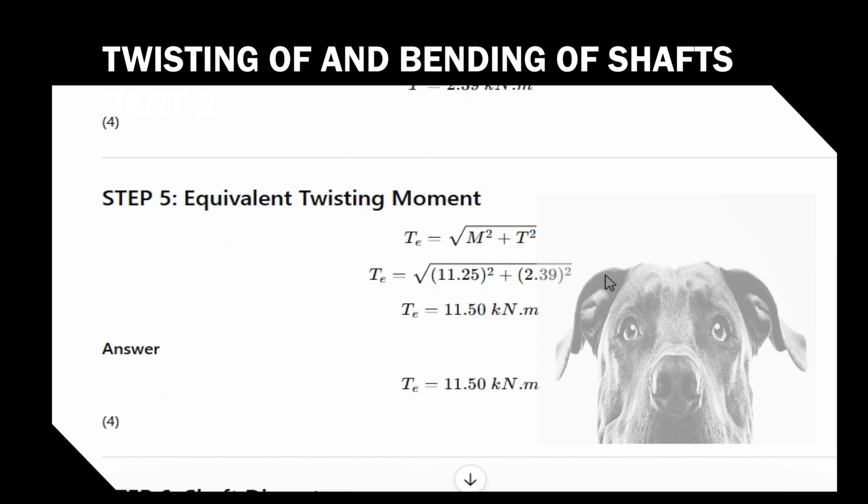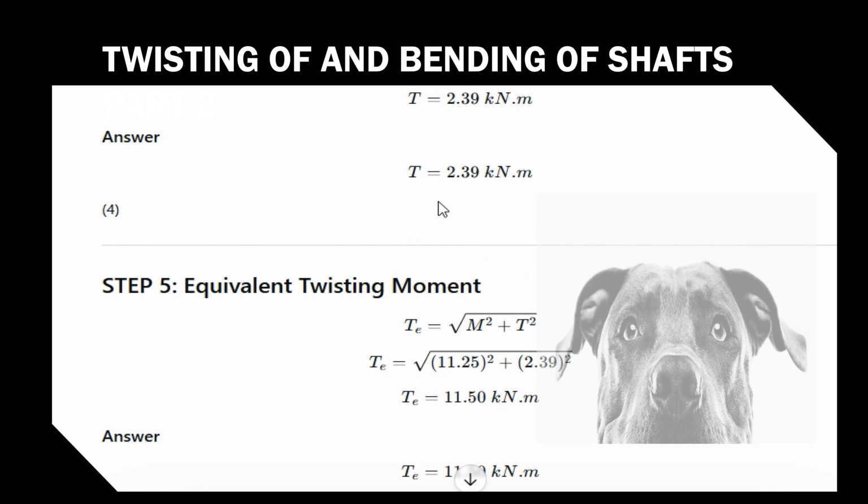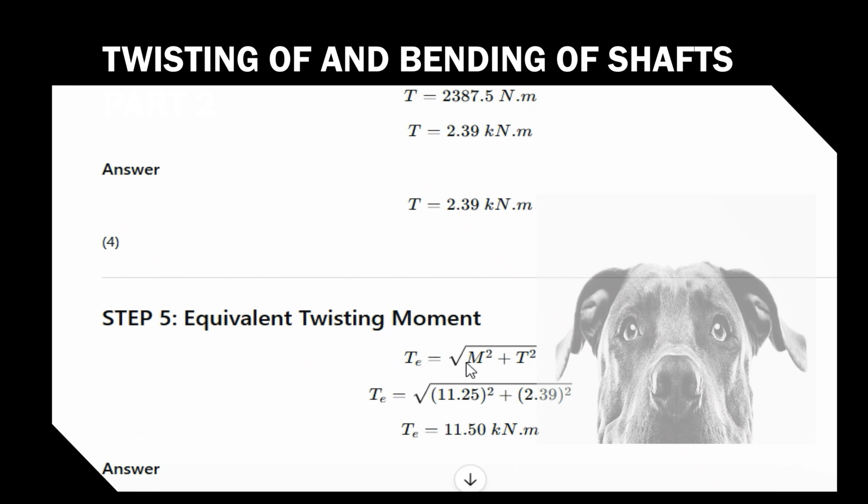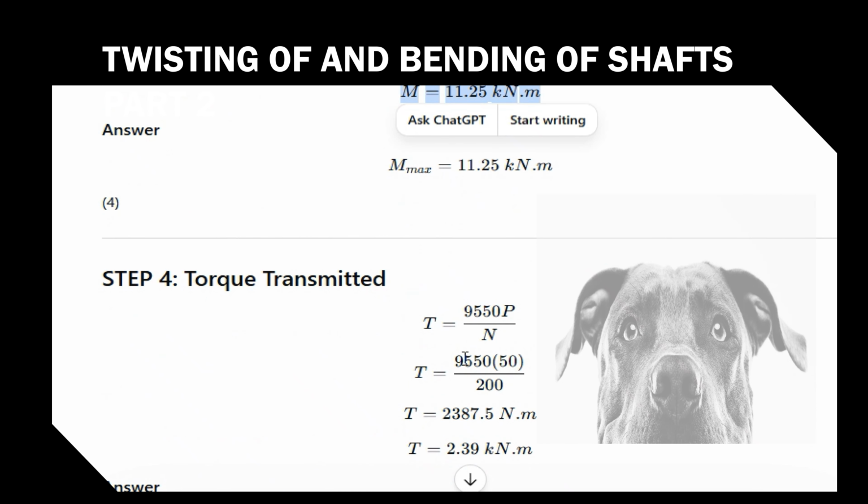For equivalent twisting, okay, we have our formula. We all know that our formula will be TE equals the square root of moment squared plus T squared. We have already calculated our T. Our T is 2.39, but this is 11.25. If you can check, this is the moment.